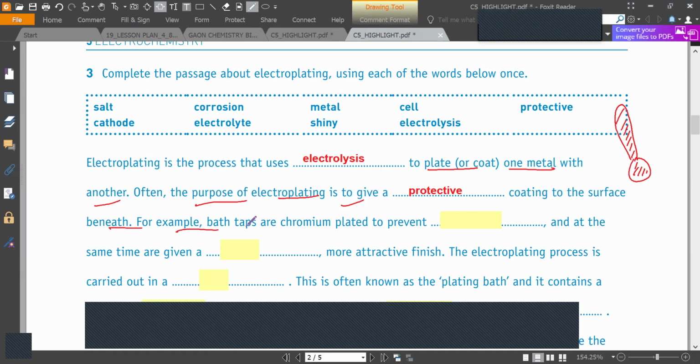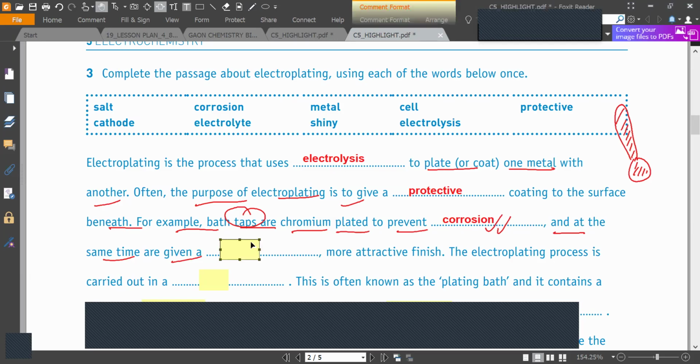It protects the surface that is underneath. For example, bath taps in the toilet are chromium plated. Our water tap is always plated to prevent corrosion. At the same time, they are given a shiny, more attractive finish.